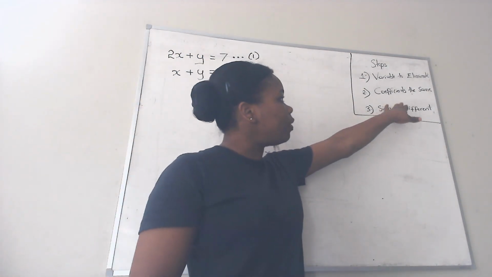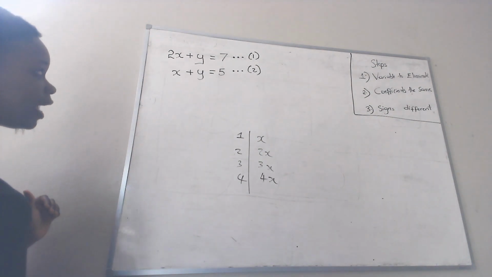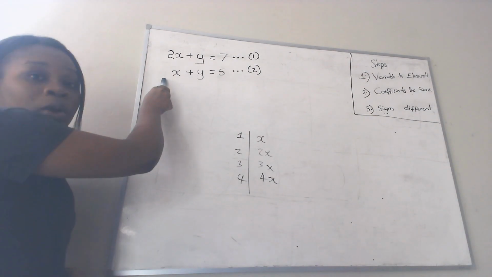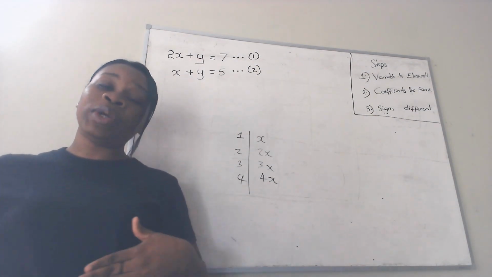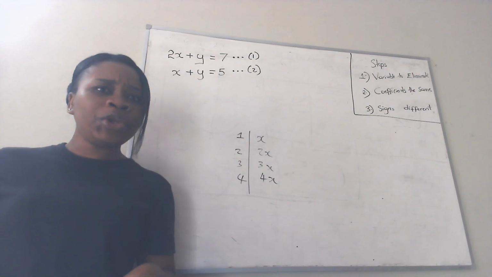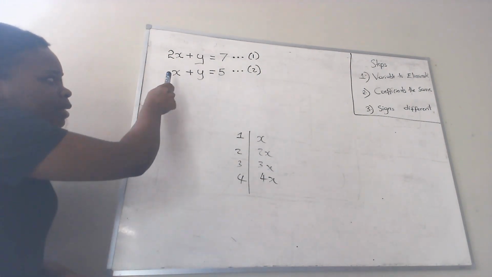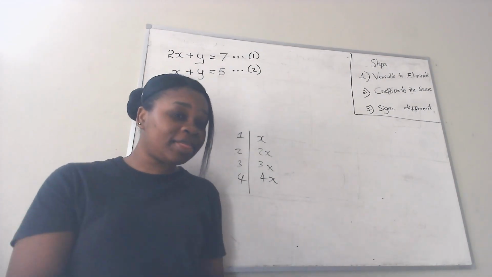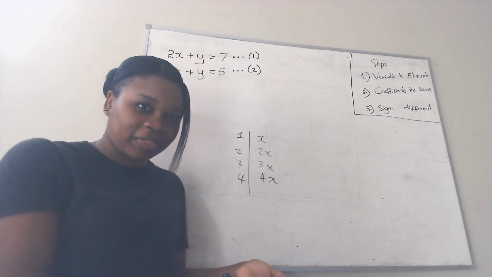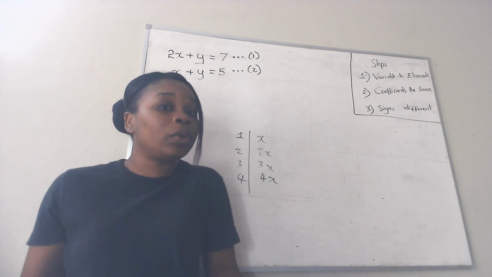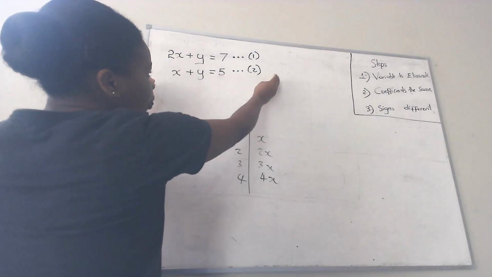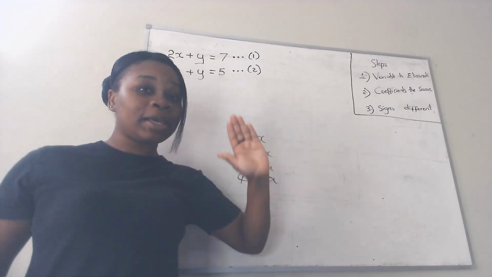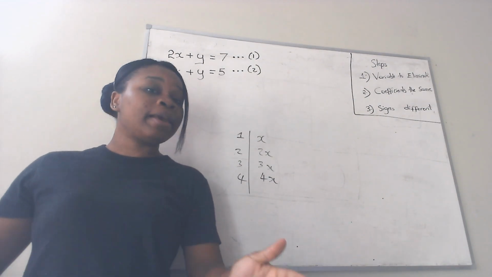We need to make the coefficients the same. Look at the coefficients for x. In equation 1, it is 2x. In equation 2, it is 1. They are different. We need to make them the same. Now, would you agree that if I multiply this x by 2, it will be 2x, but I can't just change one thing in an equation. I have to change everything. So if I multiply it by 2, I would have to multiply this entire equation by 2, and that's what we're going to do. We're going to transform this equation by multiplying it by 2.